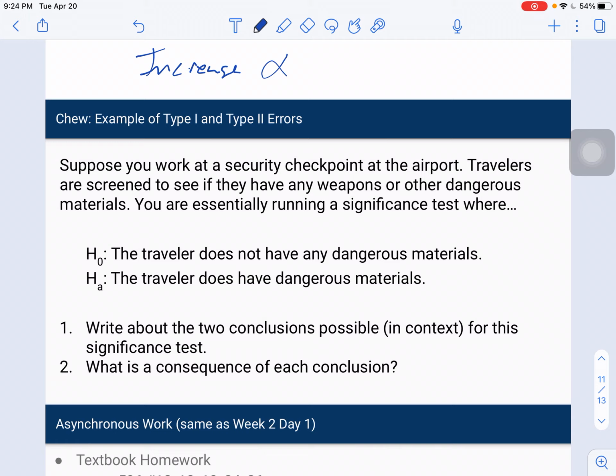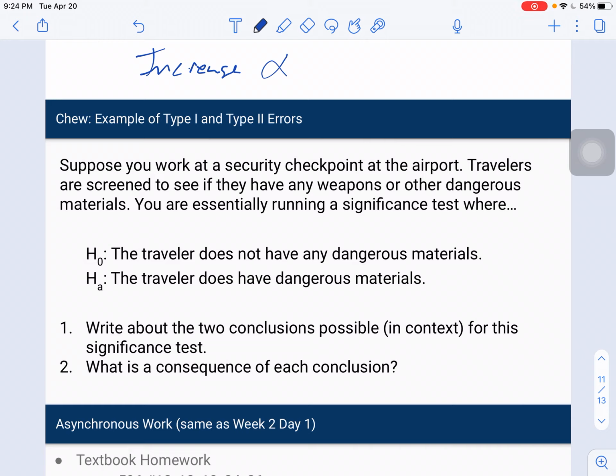with those dangerous materials. So again, a type 2 error is that the traveler does have dangerous materials, but we don't have evidence for that. So we're going to let them go through the screening point. So again, consequence of that conclusion, obviously then somebody would have dangerous materials on an airplane, which is what we're trying to avoid. So in that case, I would say probably that type 2 error would be a little bit worse.